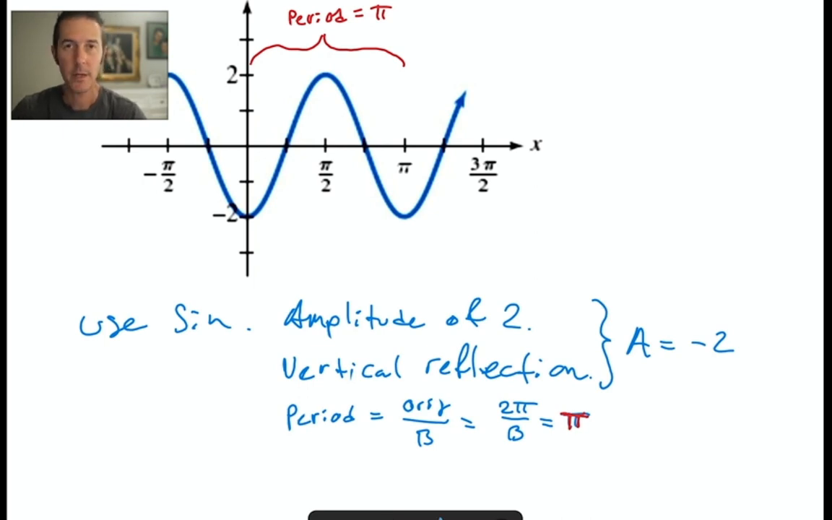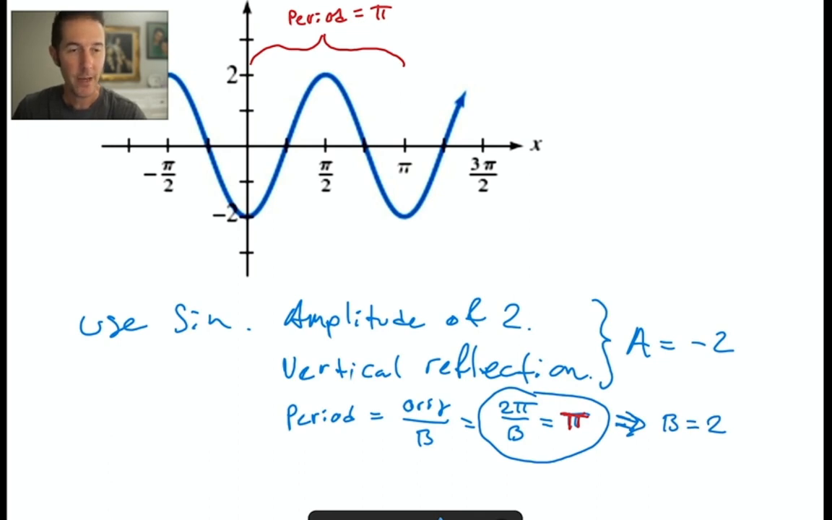Okay, we calculate the period by taking the original period, which is 2 pi, and dividing it by the b value, which is unknown. But we know that 2 pi divided by b, we want it to equal pi because the period of the graph that we're working with is pi. So what must the b value be? Well, if we solve this little equation right here, we find that b must be equal to 2, so that the pi's cancel and we're left with just a pi.